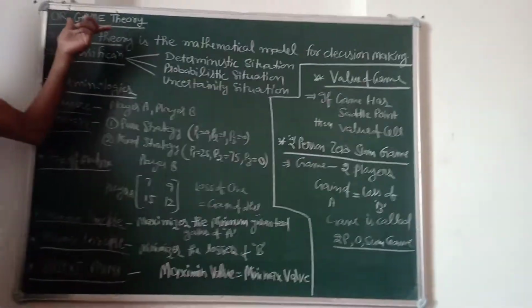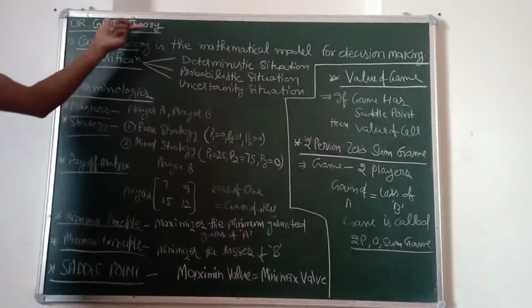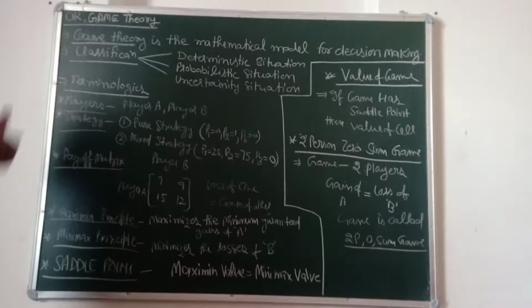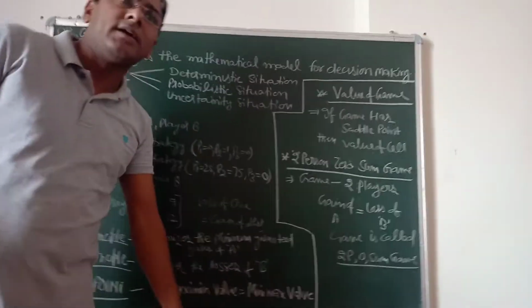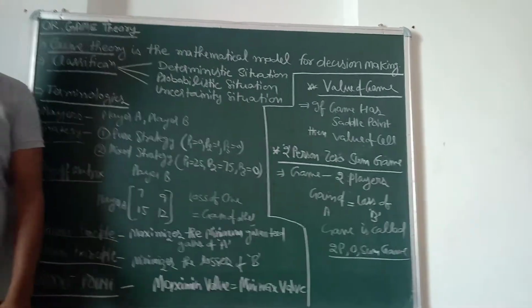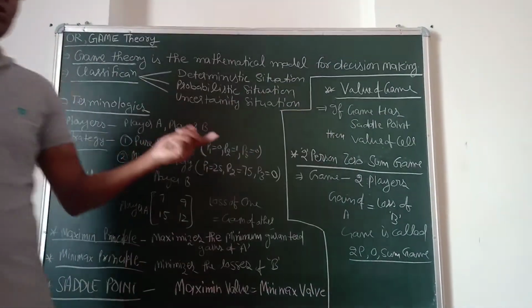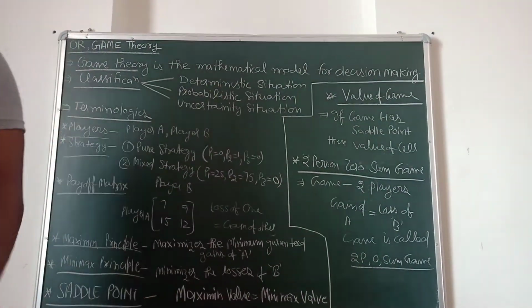Okay. Hi everybody, this is a new topic named game theory. So what is game theory? It is a mathematical model for decision making. Okay, when we have to choose from two choices, whether we are going under loss or gain, then we can use such types of theories.